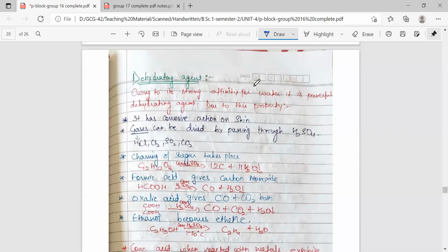With formic acid, it gives carbon monoxide. This is the preparatory reaction for carbon monoxide. With oxalic acid, it will give us a mixture of carbon monoxide and carbon dioxide.